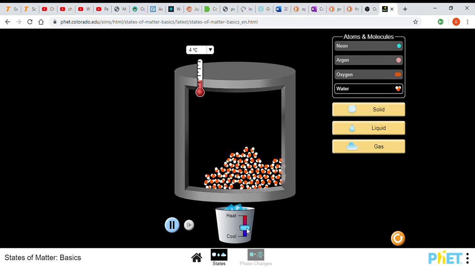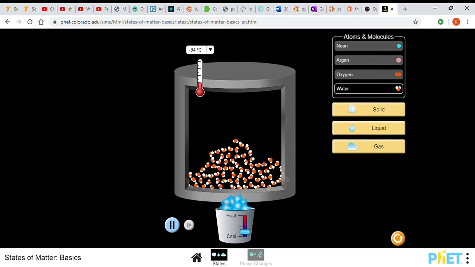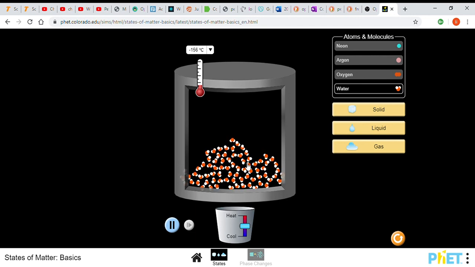And if we drop the temperature even more, now we can see the particles. And if we remove more heat, we can see the spaces getting larger and larger, and so becoming less and less dense. All right, that's what I was wanting you to see in this simulation.